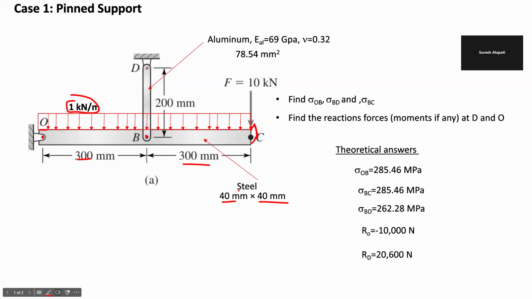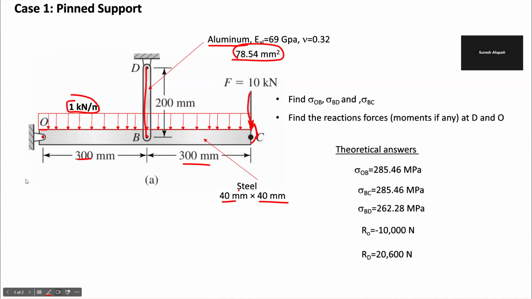Here we use another bar to support this one, made of aluminum, and the cross sectional area is given as 78.54, and one more force is applied at the free end. So we have to model this as a line body.